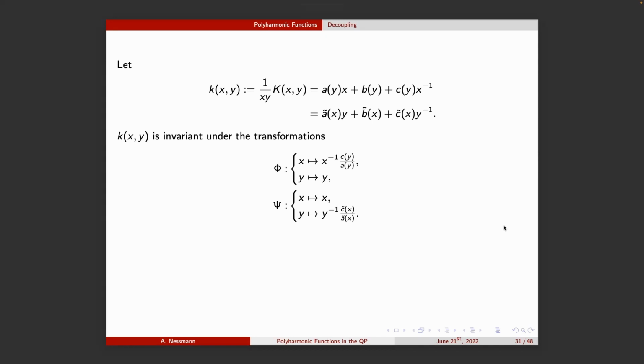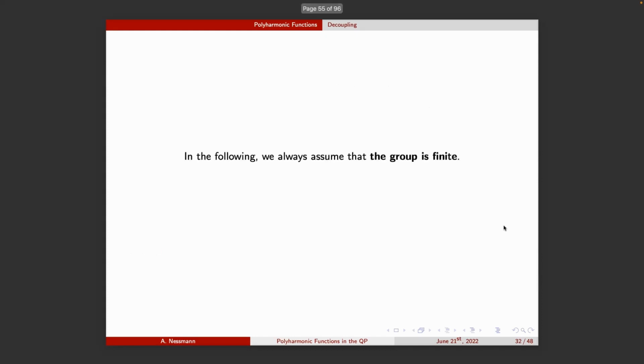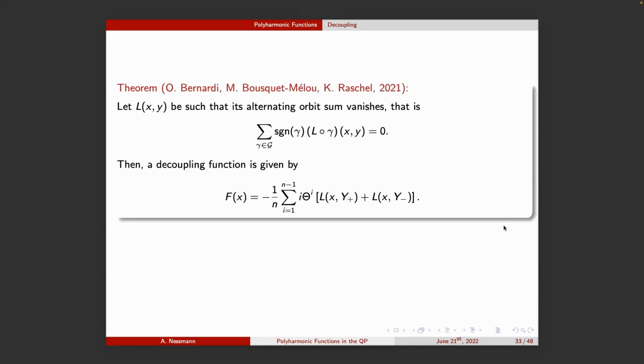These two transformations generate a group. And this group can now be finite or infinite. In the following, I will assume that the group is finite. Because if the group is finite, then in this very nice article by Mireille and Kenya, they very explicitly give a formula for the decoupling function as long as the alternating orbit sum is 0. And this is just some formula.